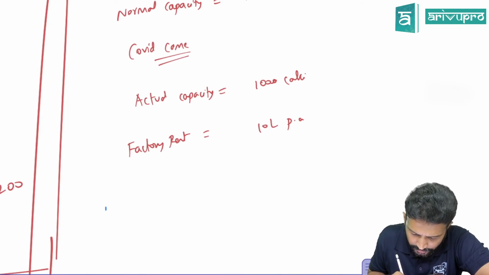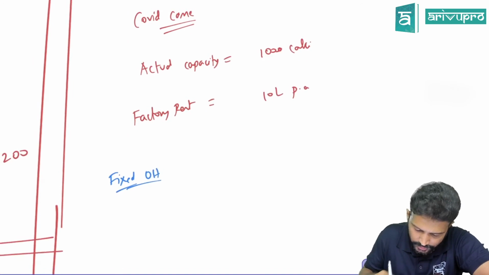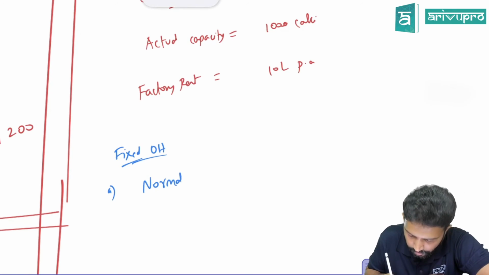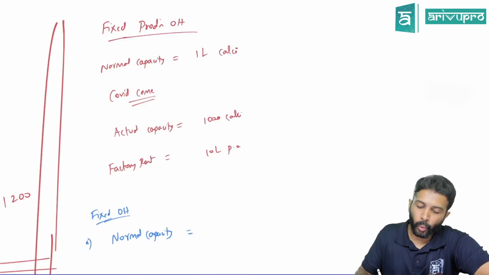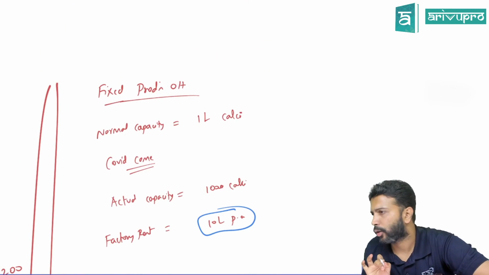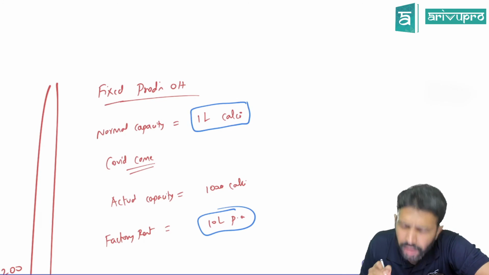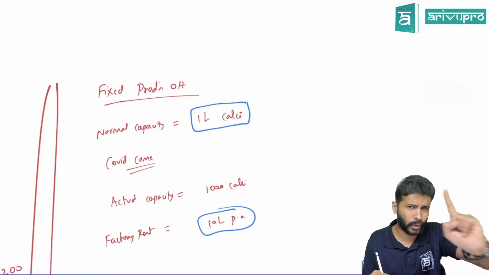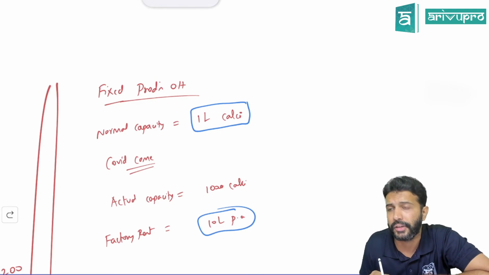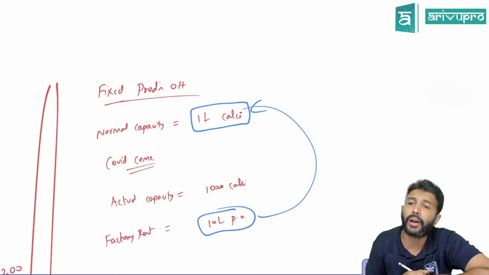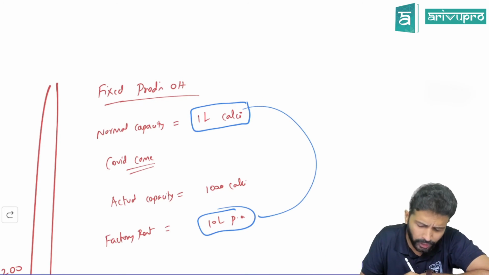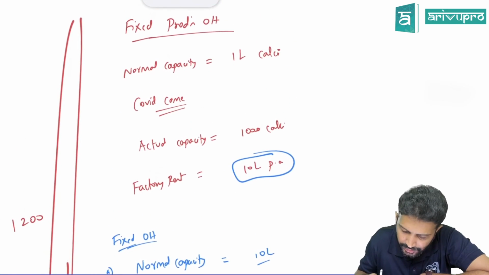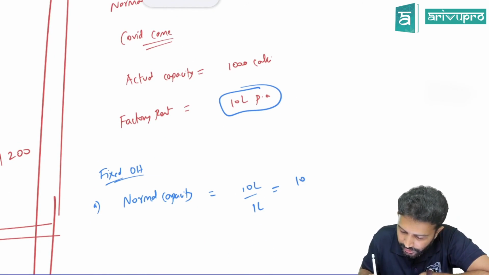Now, let's try the fixed overhead absorption first on normal basis. What is your total fixed cost? 10 lakh rupees. And how many units of calculators do I normally produce? 1 lakh calculators. That means this 10 lakh rupees that I'm incurring as rent is for 1 lakh calculators, not for one. So per unit, how much? 10 lakh divided by 1 lakh calculators. That means 10 per unit.